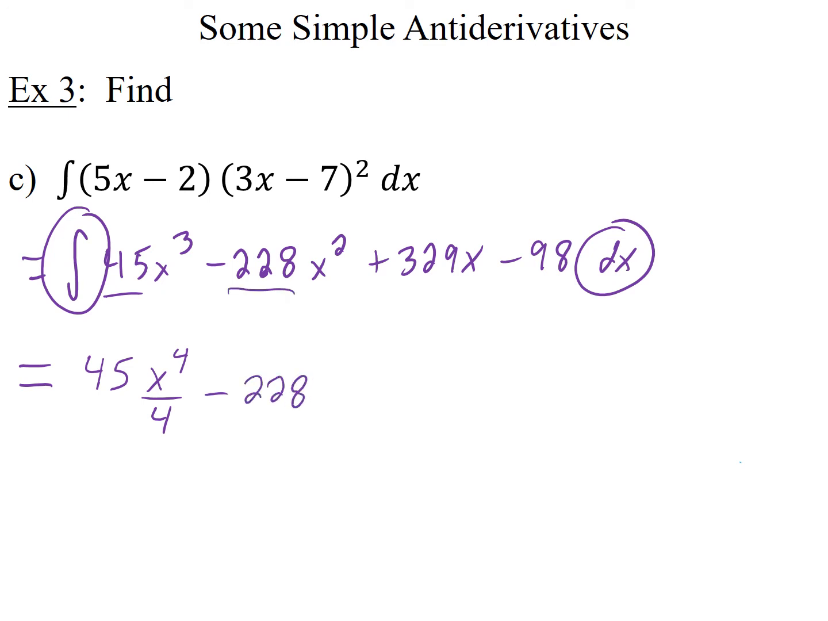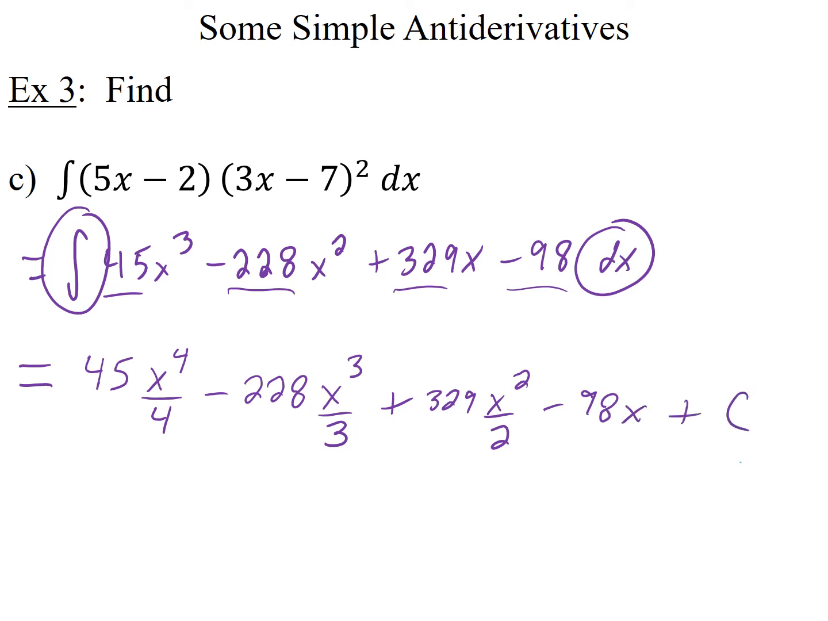Since it's x squared, you copy down the x, add 1 to the power, divided by the new power, plus, again, number in the front, copy it down, and then take the antiderivative of the rest. To take the antiderivative of x, it's x to the 1, so you add 1 to the power, becomes x to the 2 over 2. And this is just a number by itself. Number by itself, tack on an x, minus 98x. And then don't forget to put the plus C.